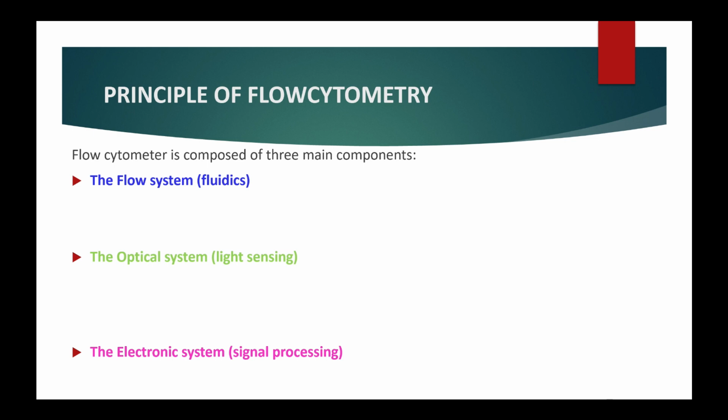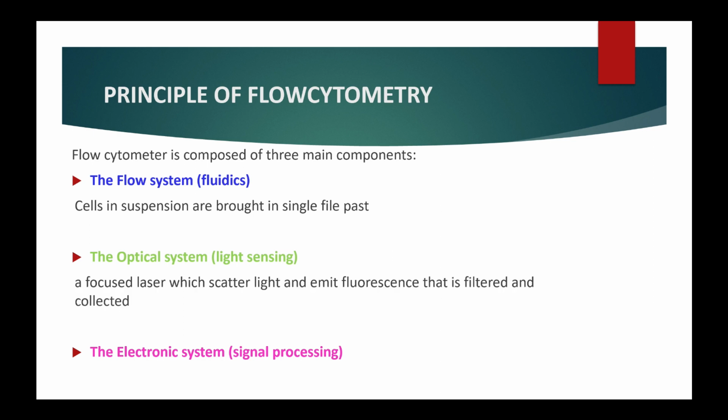We will discuss each of these in next few minutes, but let's first see what each of these literally mean. The flow system means cells in suspension are brought in a single file path, that is every single cell is separated by the principle of hydrodynamic focusing. Next is optical system. In this, a focused laser scatters the light and emits fluorescence that is filtered and collected.